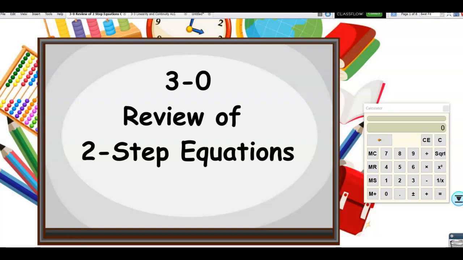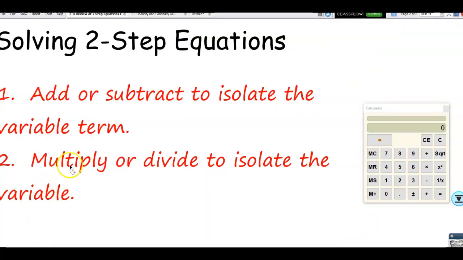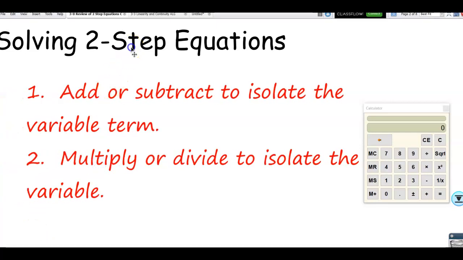All right, so this is your review of two-step equations. I hope that you have a paper, pencil, and a calculator.